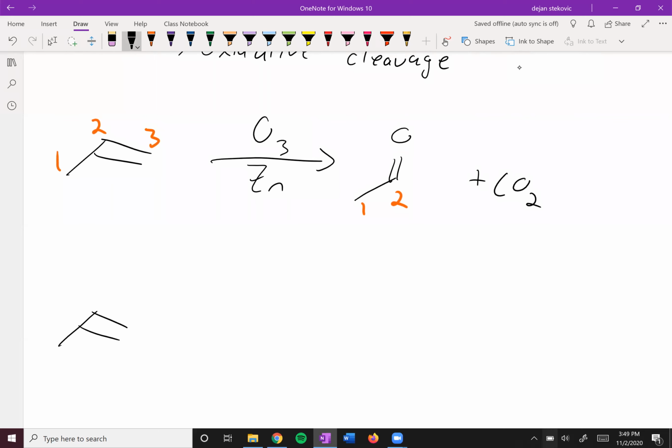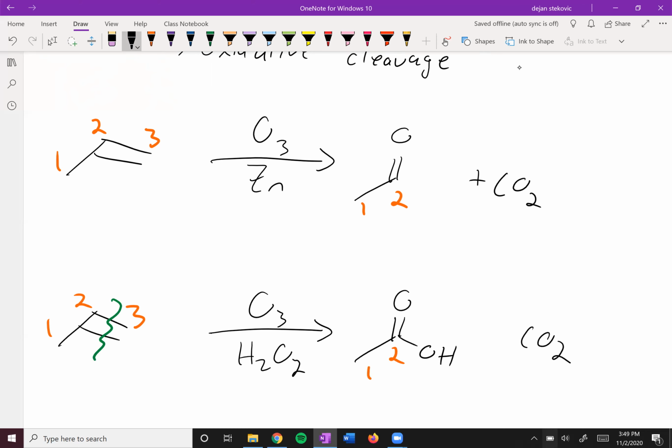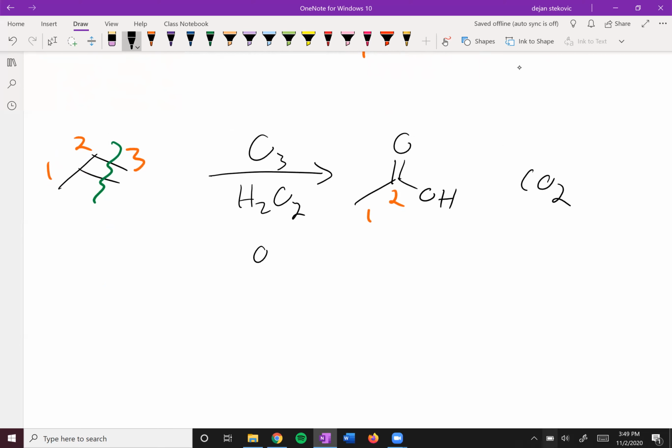You could also go all the way to a carboxylic acid instead, 1, 2, 3 carbons. If we add O3 and then peroxide, we're going to cleave this bond right here. And so we'll be left with a carboxylic acid that has 1, 2 carbons in it. And then we have 1 carbon left over. So you form carbon dioxide there. You can use this ozonolysis or you can use the permanganate. Under acidic conditions, they'll both do the same reaction here.